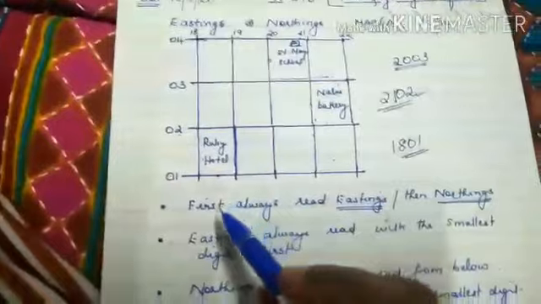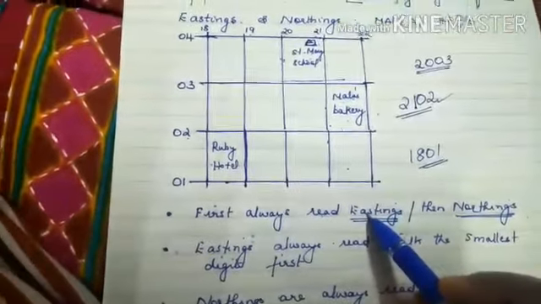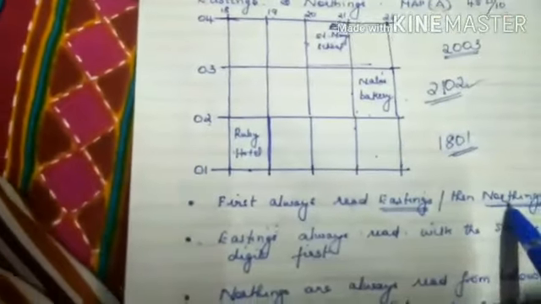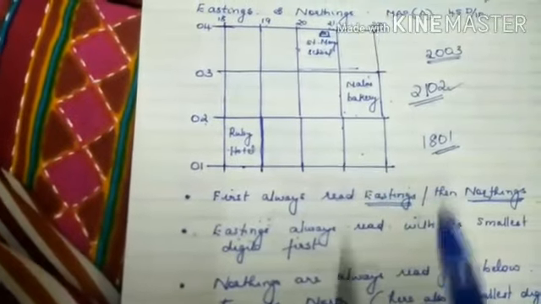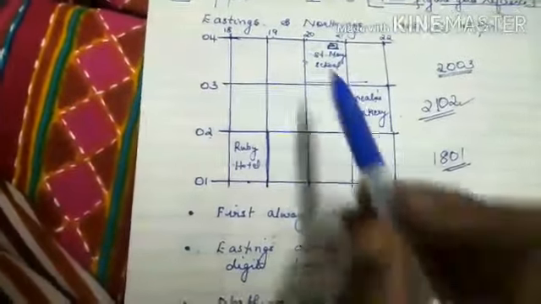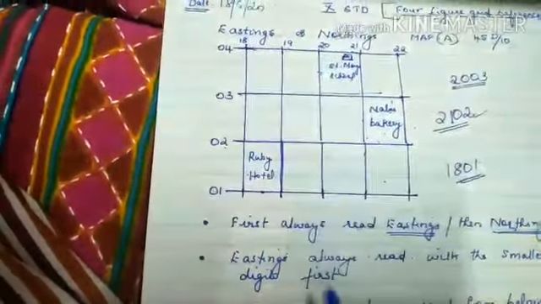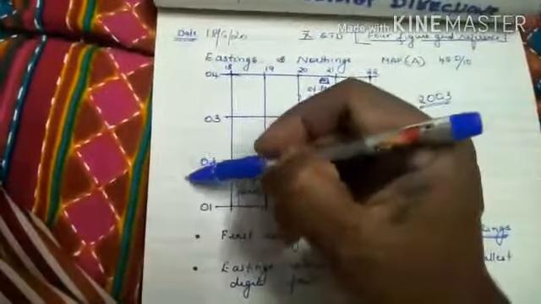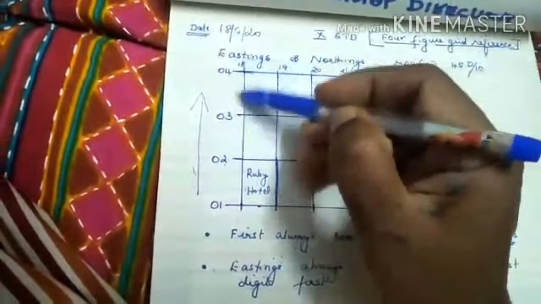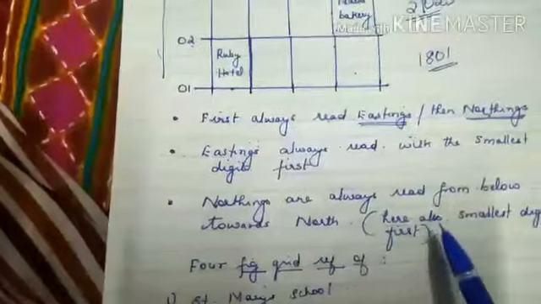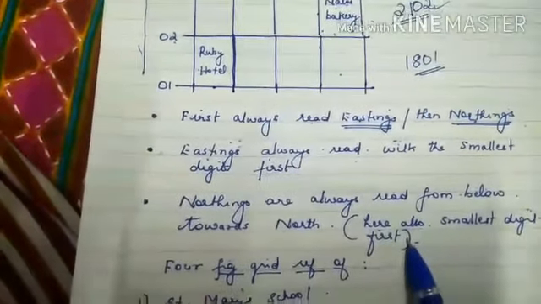Now, always read eastings first, and then the northings. Eastings are always read with the smallest digit first. First, you have to read the smallest digit. Northings are also read from below towards north. See, northings, you're going towards the north. You should not start from here. You have to go from down. So, northings are always read from below towards north. Here also, smallest digit you have to read first.